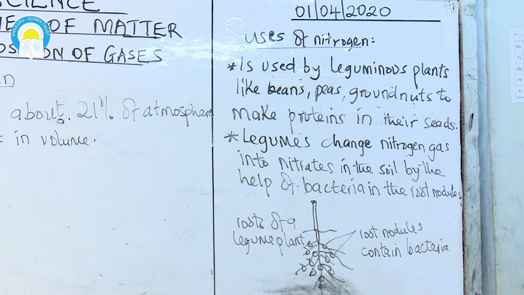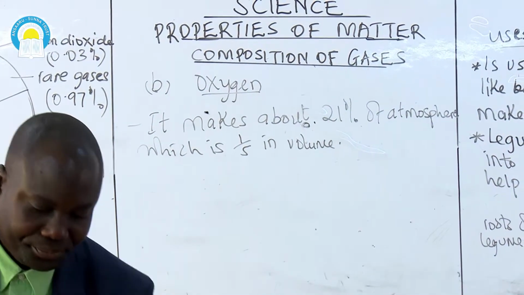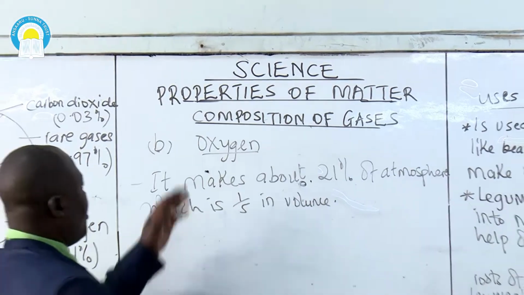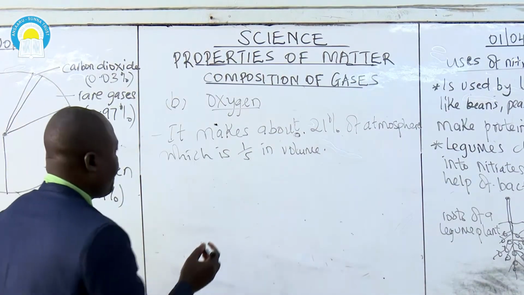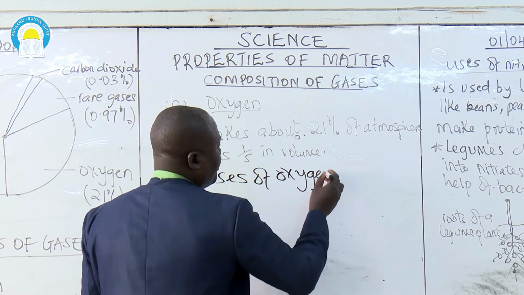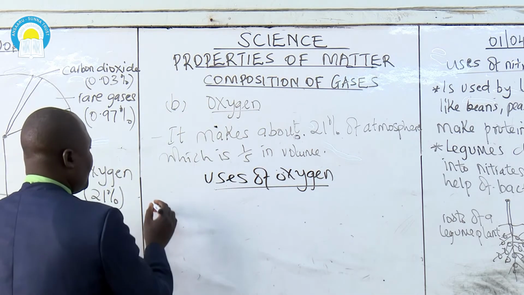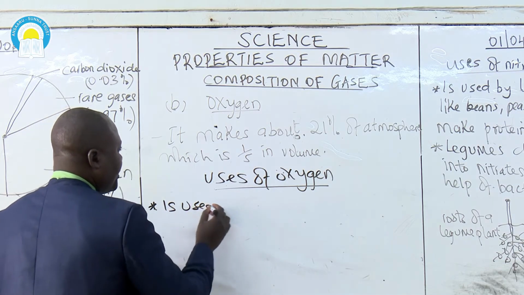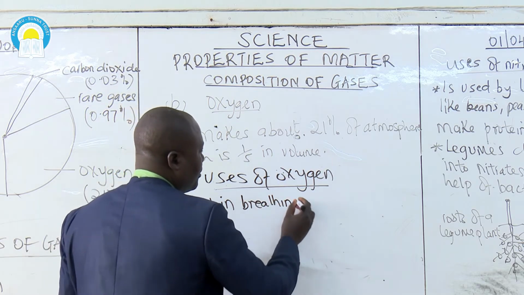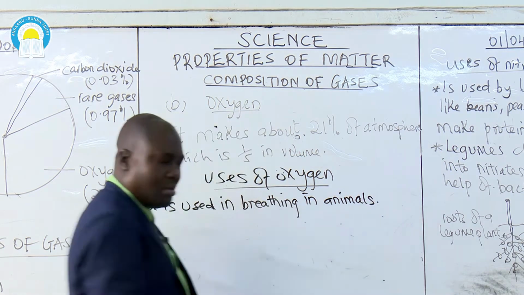So we move ahead. As I was saying, oxygen has various uses. Uses of oxygen. So oxygen, one, is used in breathing in animals. For example, human beings, we breathe in oxygen.